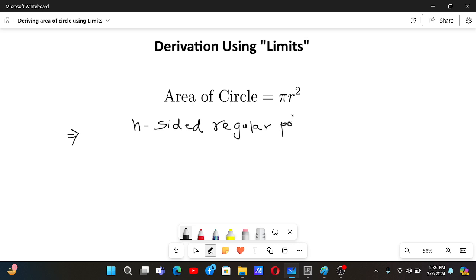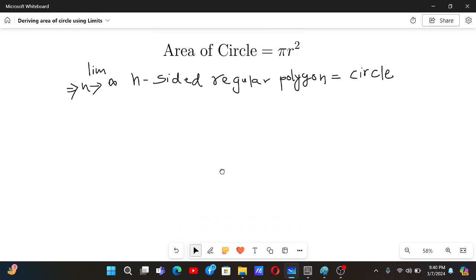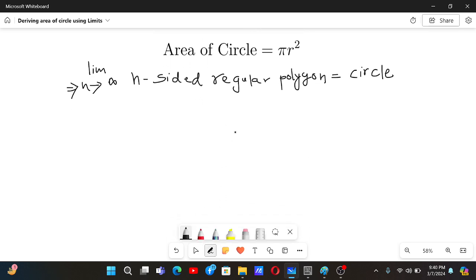For a regular polygon, if the number of sides goes to infinity, in that case the regular polygon will just be a circle. This is what we are going to use, and let me show you how we can find the general area for a regular n-sided figure. Let us say we have a six-sided figure. Let's say this is regular, all the sides are equal, because in that case it can be circumscribed by a circle.